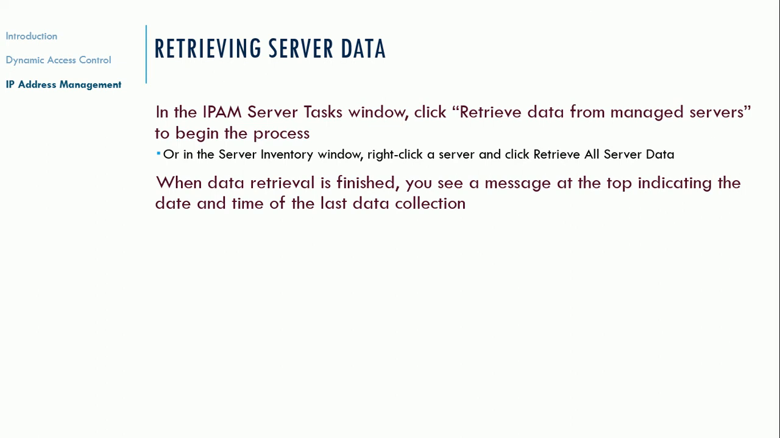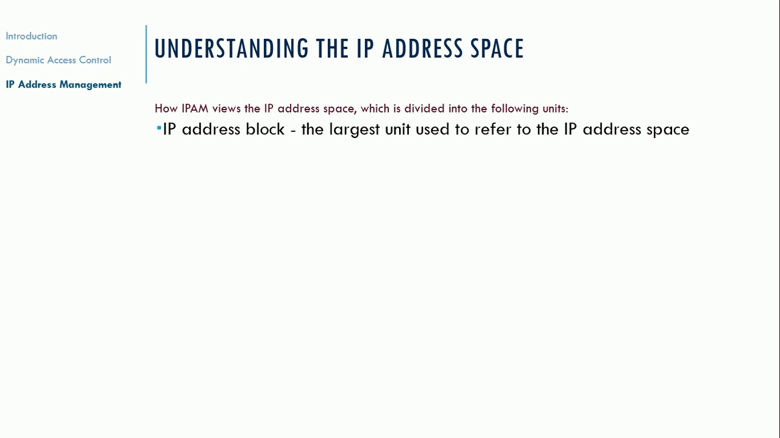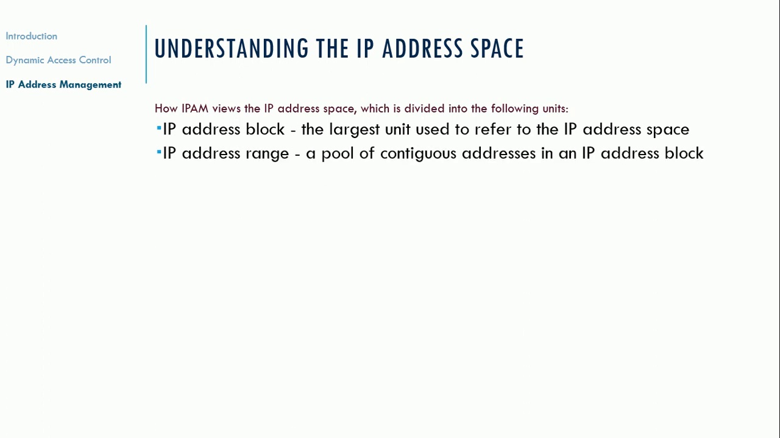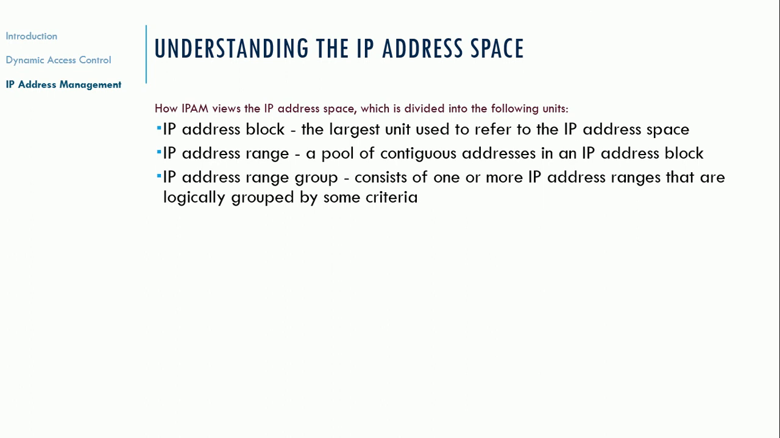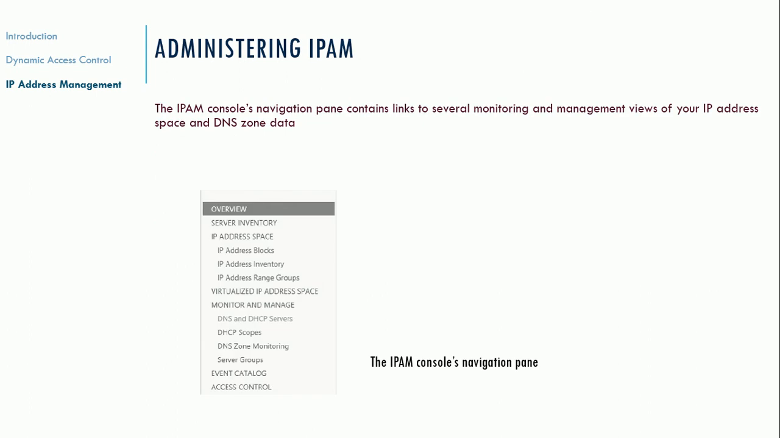It'll start aggregating that data, and then when the data retrieval is finished, you'll see a message indicating the date and time of the last data collection, and you can schedule the next data collection if you like. So IPAM views the IP address space, which is divided into different units. There's the IP address block, which is the largest unit used to refer to the IP address space. Then you have the IP address range, which is a pool of contiguous addresses in an IP address block. And then an IP address range group, which consists of one or more IP address ranges that are logically grouped by some criteria. And then unmapped address space, which is any IP address or IP address range that hasn't been assigned to an IP address block. So you can see that very quickly at a glance. And again, that's going to be aggregated across your entire network.